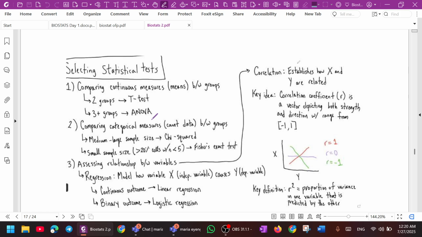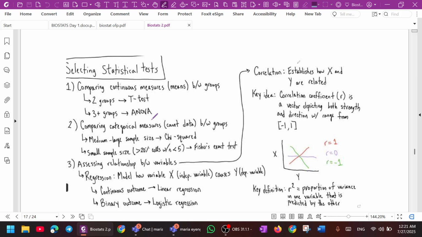Then if it's a big group or a medium group, you're using chi-square. If it's a small group, like less than 5 people, you're using Fisher exact test. So it's the same test, it's just that big groups, chi-square, small groups, less than 5 people, Fisher test.